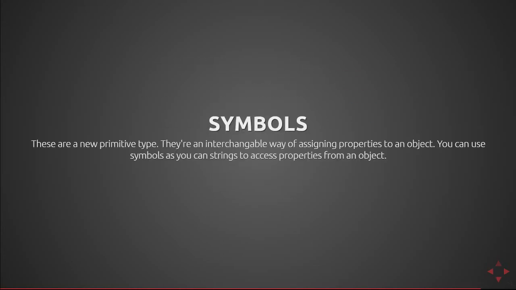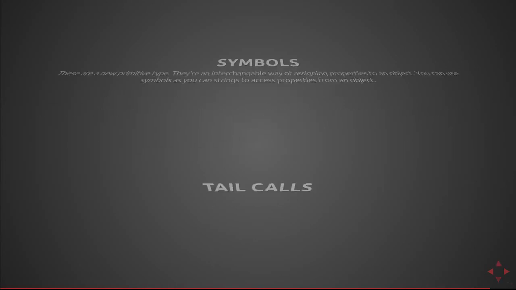Next, there's proxies. To be honest, I really don't understand these or their use case, so you can check out the full API at the link provided. Next, there's symbols. These are a new primitive type. They're an interchangeable way of assigning properties to an object, and you can use a symbol as you can string to access properties from an object. Again, I don't cover this because I don't use them in my day-to-day.